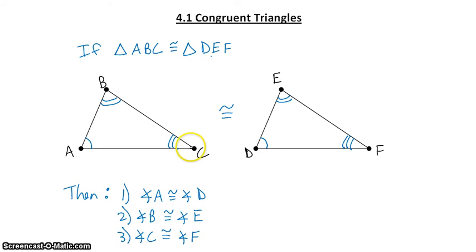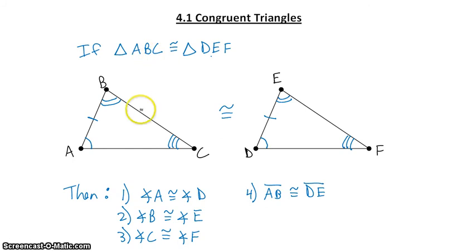Now, triangles are not made up of just angles. There are also sides in those triangles. So the sides of the triangles that correspond are also congruent. If we go back to our letters, AB, the segment between A and B corresponds to DE. So segment AB is congruent to segment DE.